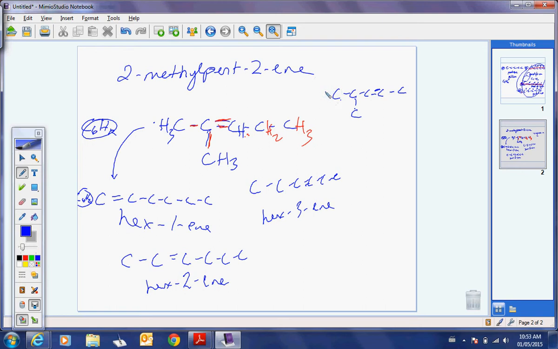Everybody okay? All I did is take this compound and I moved the double bond over here. Isn't it 2? Okay, so now let's name it. 1, 2, there's a 2, so here's an option.